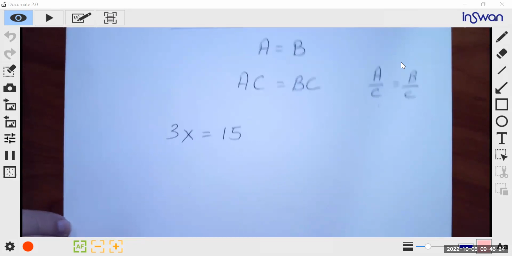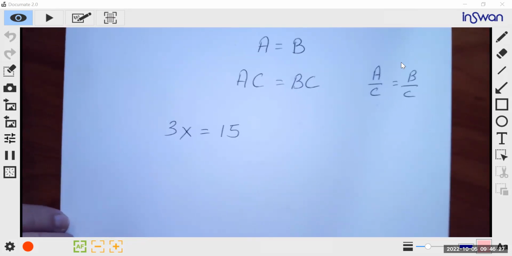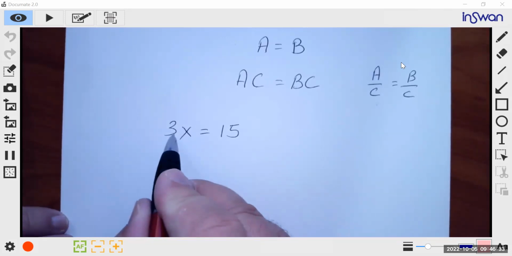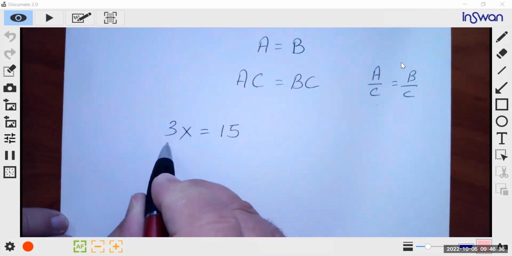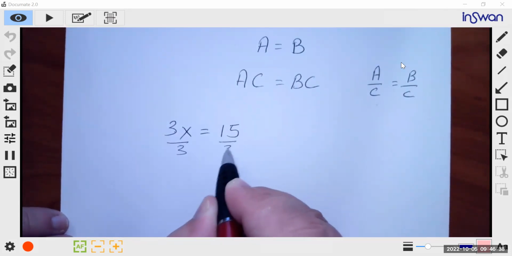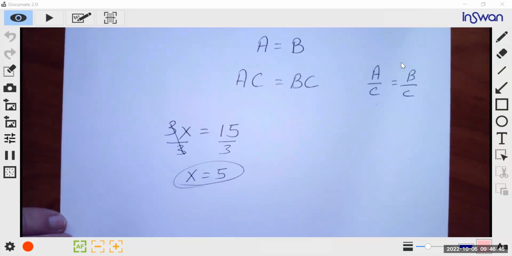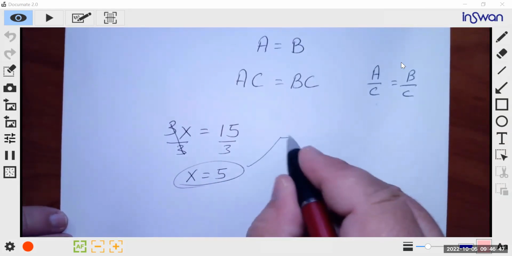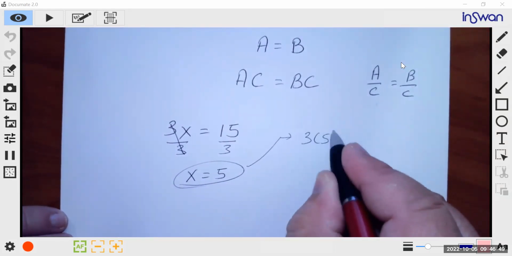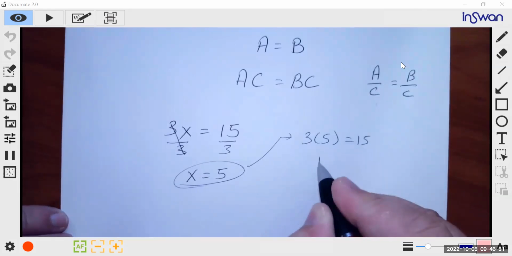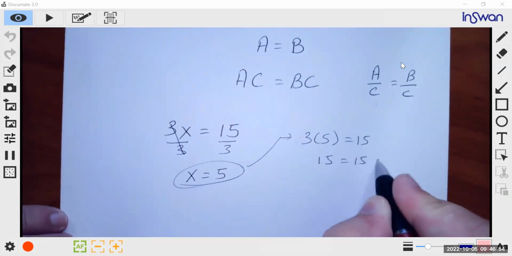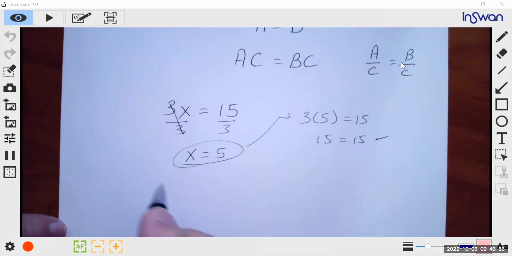What do I do there? How do I get X by itself? Yeah, because this is multiplied. This is 3 times X. I have to divide both sides by 3. 15 divided by 3 is 5. And again, if you check it, 3 times 5 equals 15. 15 equals 15. It works.